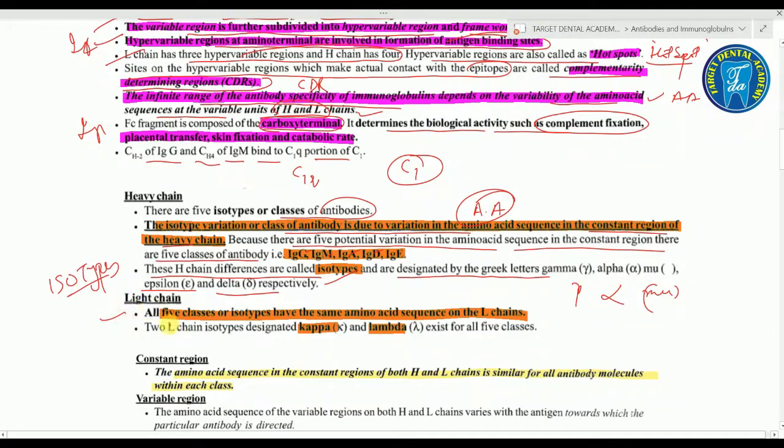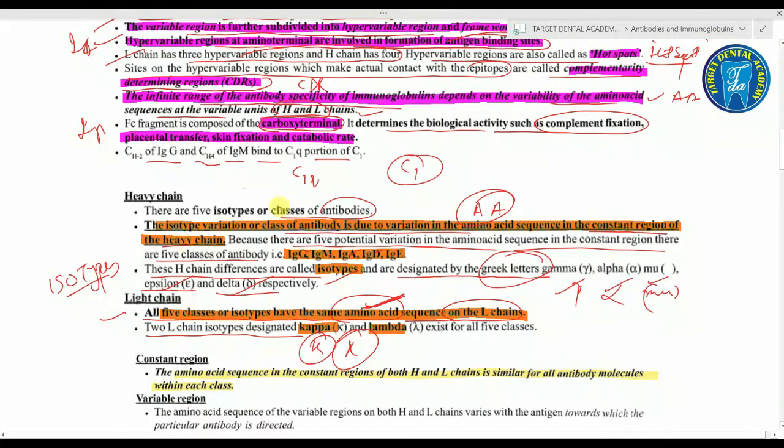So coming on to the light chain, all the 5 classes or the isotypes have the same amino acid sequence on the light chain. The 2 light chain isotypes are designated as kappa and lambda. It means in the heavy chains you have the chain differences called isotypes, designated as the Greek letters gamma, alpha, mu, epsilon and delta, while the light chain has 2 isotypes, that is kappa and lambda. And the important point is, in the light chain, all the 5 classes or the isotypes have the same amino acid sequence.